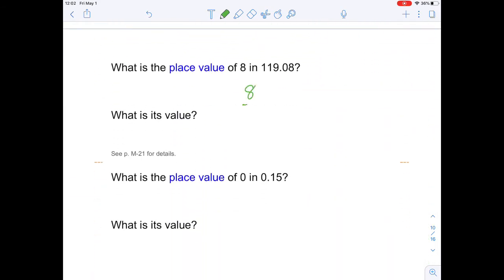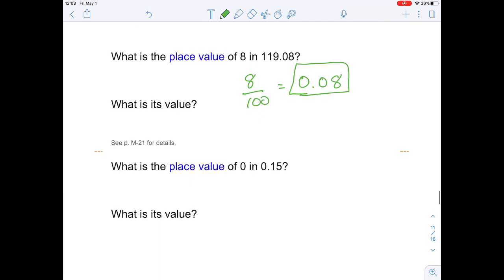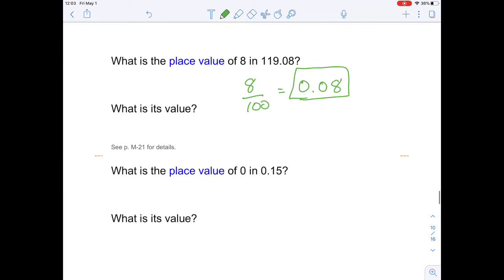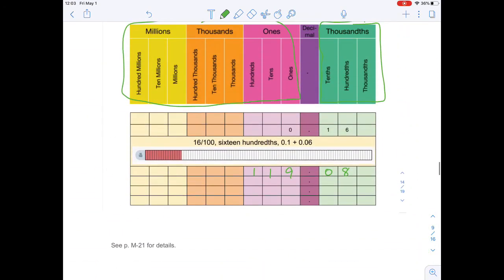And 8/100ths looks like this, or as a decimal, it looks like this. Notice how 8/100ths is kind of like the number 800 backwards if you ignore that decimal. That's one way to remember it. What is the value of 0 in 0 and 15/100ths? Well, that's pretty simple. That 0 is here in the ones place value. So that would be like $0.15 or 15/100ths.